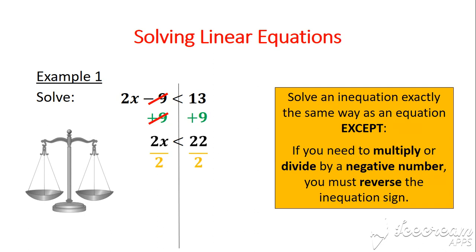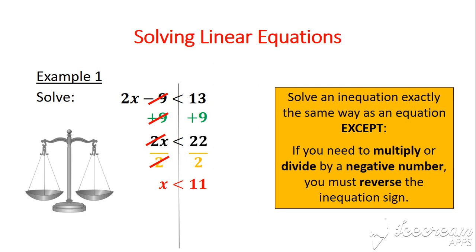Now we're going to divide both sides by 2, get rid of the coefficient of 2 out the front of the x. On the left, 2 divided by 2 cancels just to x. And on the right, 22 divided by 2 is 11. Again, we're not dividing or multiplying by a negative number, so the sign stays as a less than. So x is less than 11.